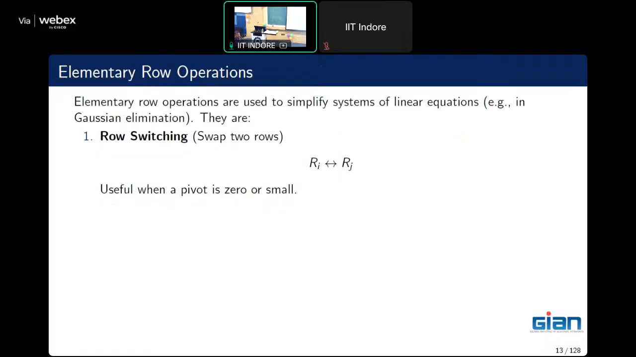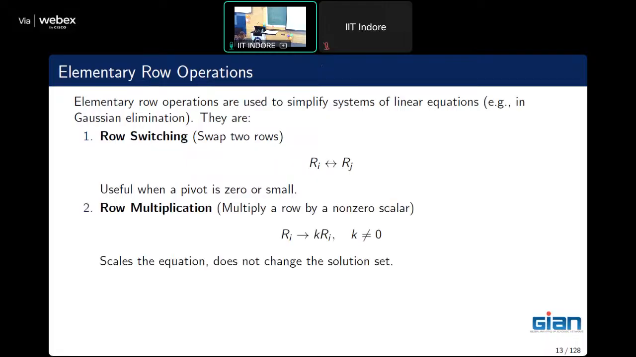Now, in this iterative method, basically we are using three fundamental operations, the elementary operations. The first is swapping two rows or two columns. This is useful when a pivot is 0 or small. Generally, when the pivot elements are near 0, you interchange two rows. And these are very important.